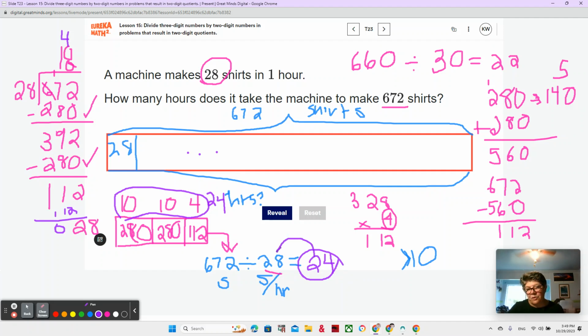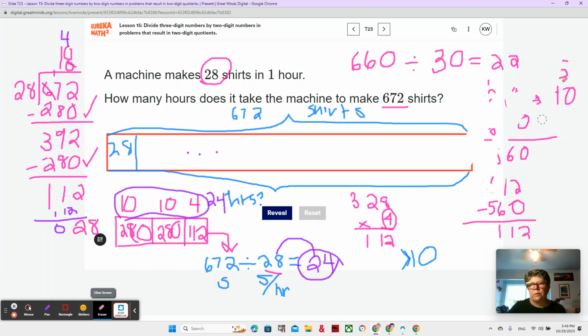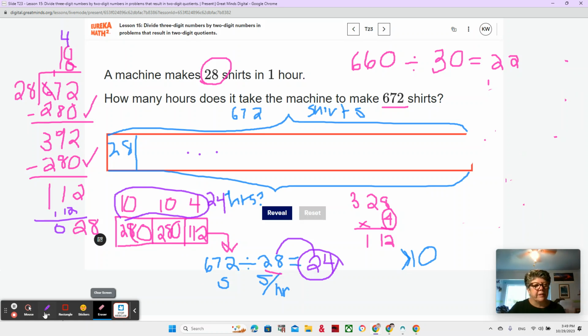How do we check our answer? 24 times 28, and that's going to equal 672. So we better do that because we don't want to do all of this work and then have it wrong because we made a multiplication mistake. Everybody does it.